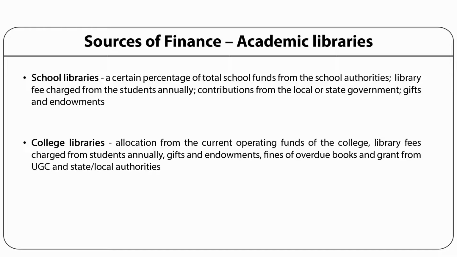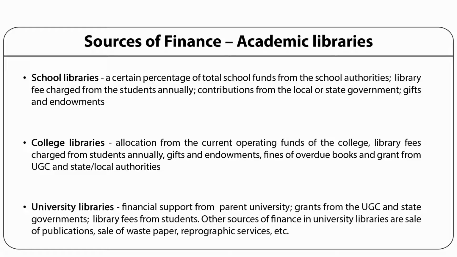And lastly, with regard to university libraries, the major sources of finance are financial support from the parent university, grants from the University Grants Commission and the state governments, library fees from students, which is again an annual income for the academic library, that is the university library. Other sources of finance in university libraries are sale of publications, sale of waste paper, reprographic services, etc.